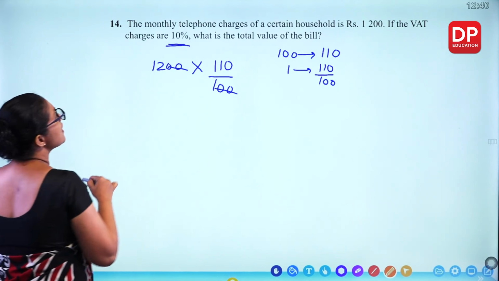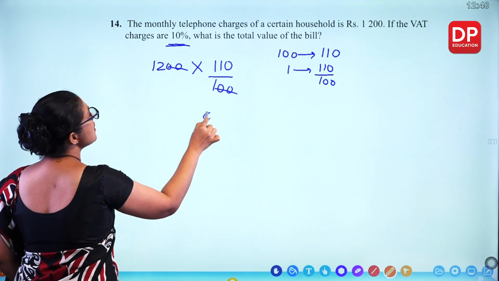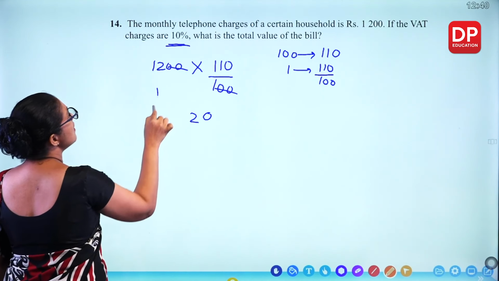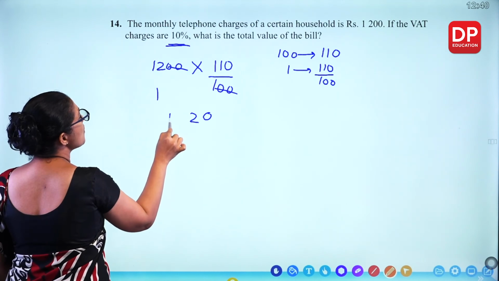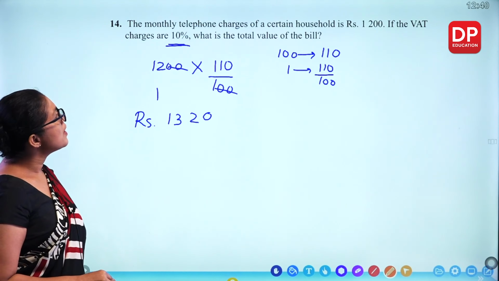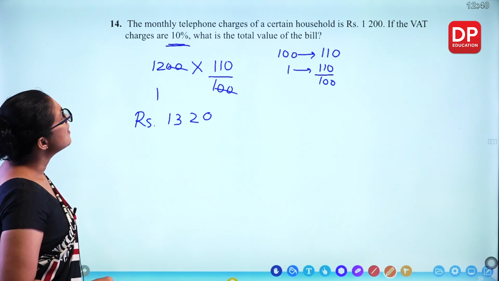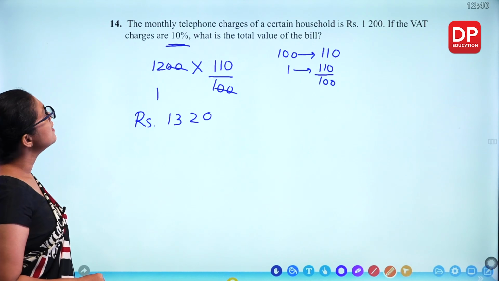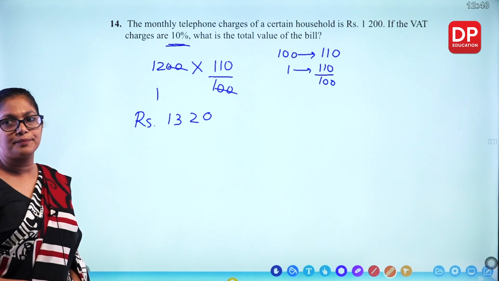So the 0, 0 get cancelled out. 12 times 0, 0. 12 times 1, 12. And 12 times 1, 12 plus 1, 13. So 1,320 rupees is the total bill with the tax.